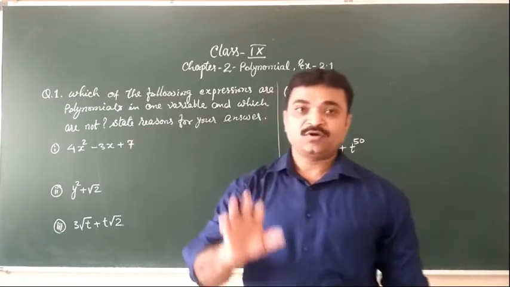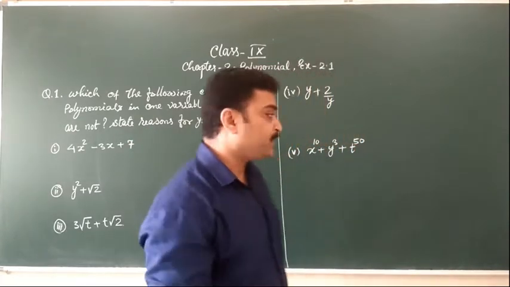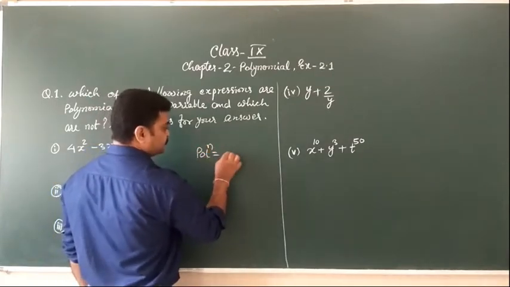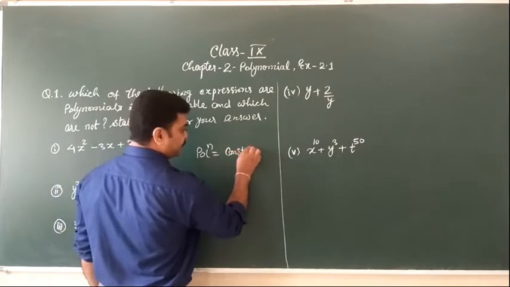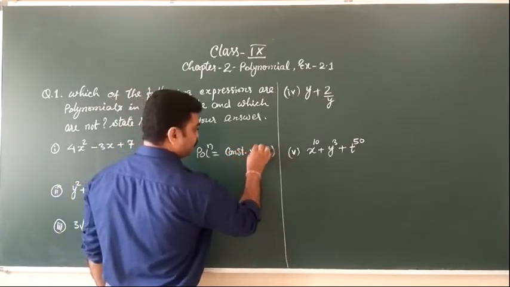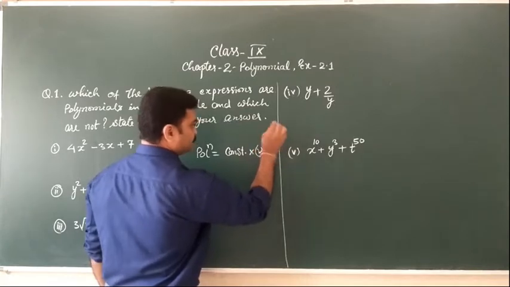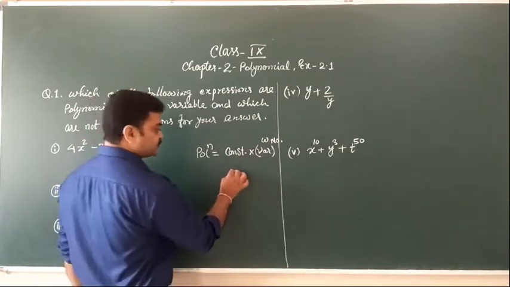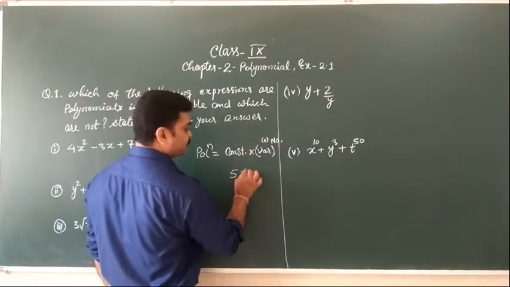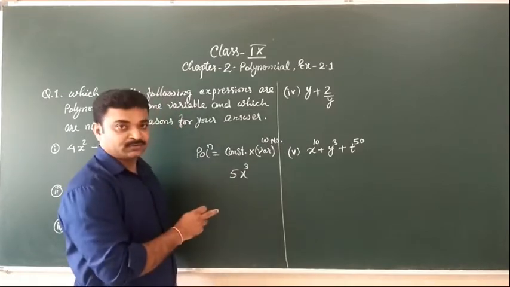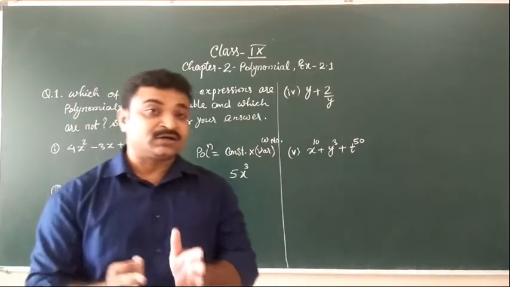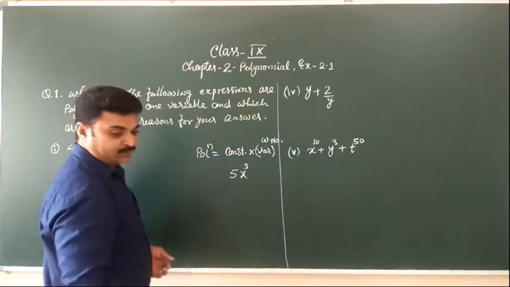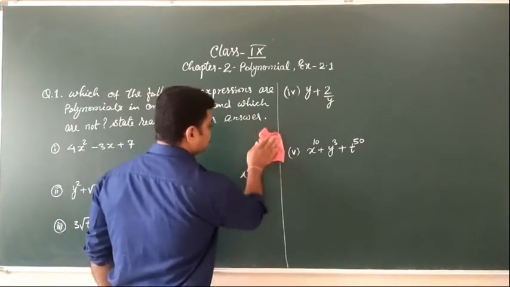First of all, you all understand what a polynomial is. Just recall it. Polynomial means constant into variable to the power whole number. Suppose the constant is 5 and the variable is x to the power 3. That's a polynomial. And the sum of the terms of a polynomial must be a polynomial. Okay. So here we will do the questions.